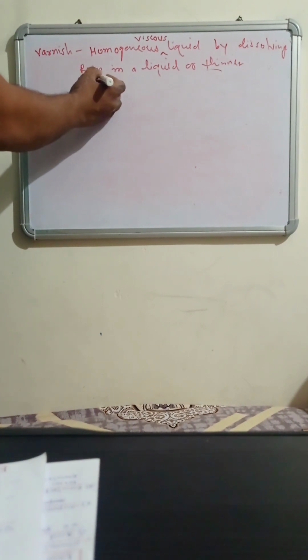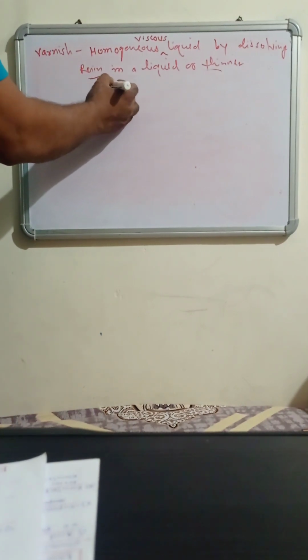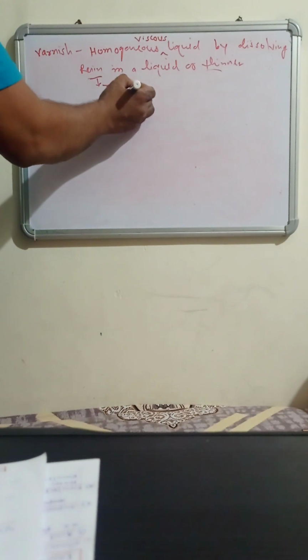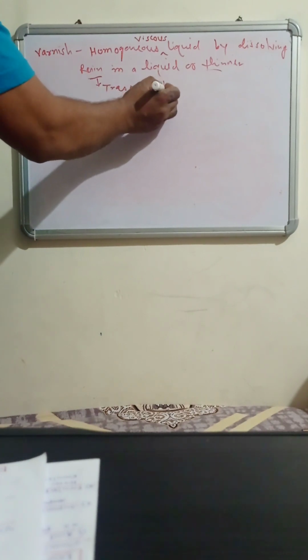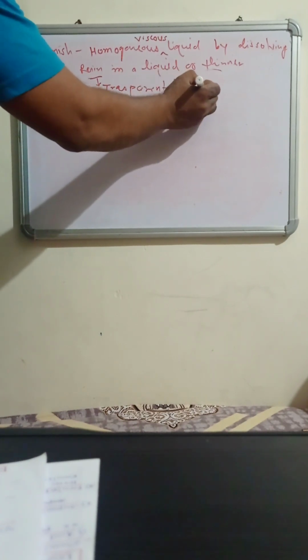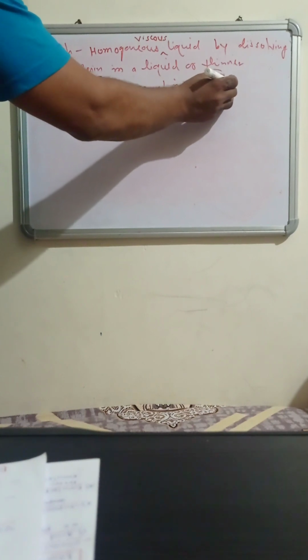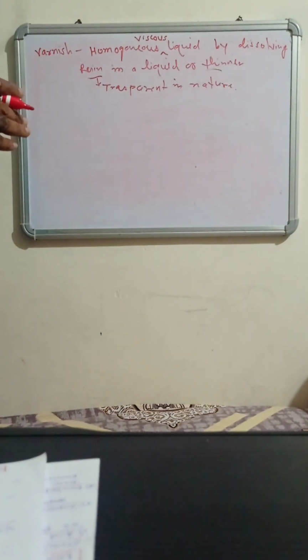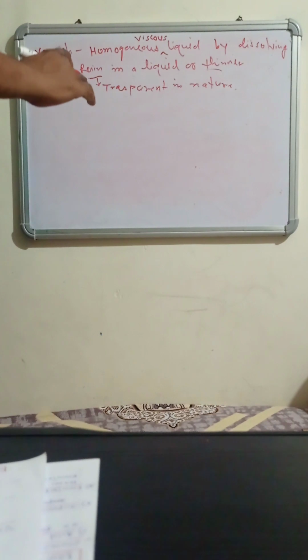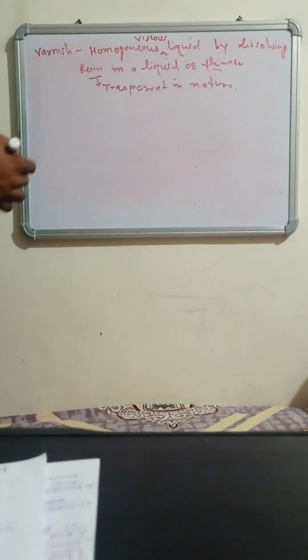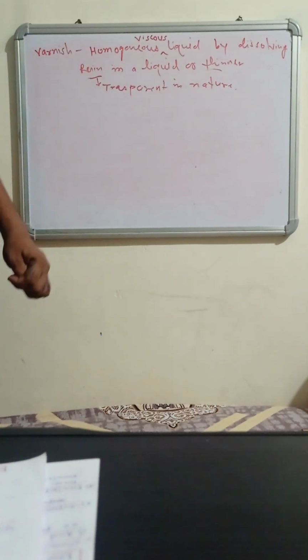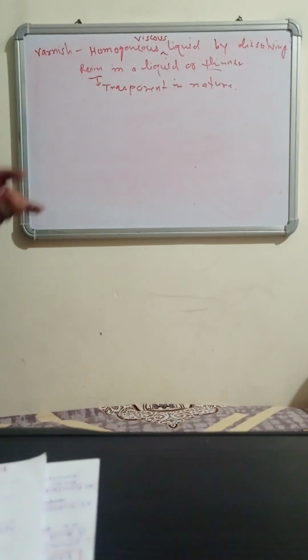Varnish contains only resin, hence it is transparent in nature. Transparent in nature म्हणजे आरपार दिसतंय. त्या फिल्म मधनं, त्या वॉर्निश मधनं तो ऑब्जेक्ट आपल्याला आरपार दिसतो, त्याला आपण ट्रान्सपरंट इन नेचर असं म्हणतो. So this is all about the pigment and varnish.